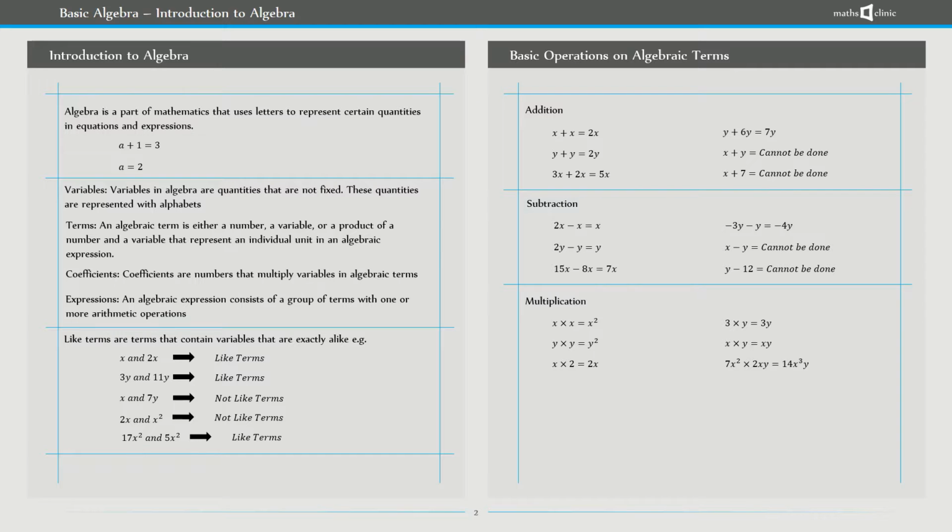Here's an interesting one. What if we had 7x squared multiplying 2xy? This is a complex term. The first thing you want to do is multiply the two constants. So 7 times 2 gives you 14. Multiply the x's: x times x gives you x squared, times x gives you x cubed. Finally, you bring in your y, so you end up with 14x cubed y.